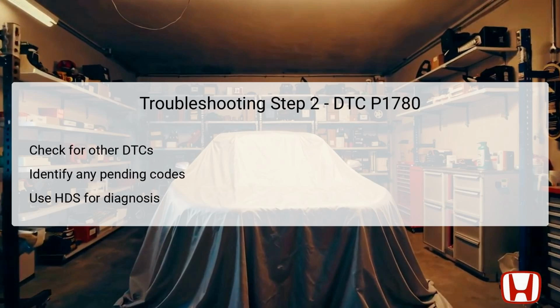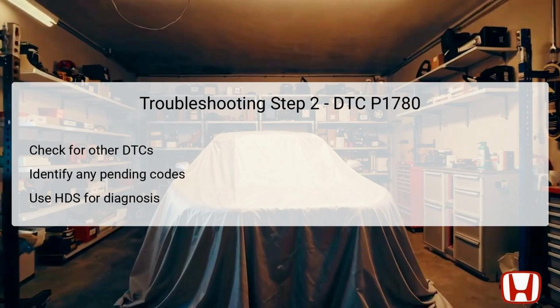The second troubleshooting step involves checking for any other diagnostic trouble codes using the Honda Diagnostic System, HDS. After the initial test drive, it is essential to identify if there are any pending codes or confirmed DTCs present alongside P1780. This process helps isolate whether the problem is confined to the shift control system or if there is a broader issue affecting the transmission.